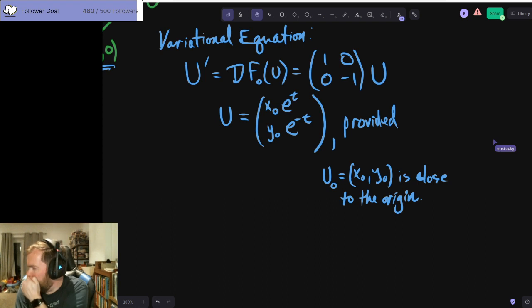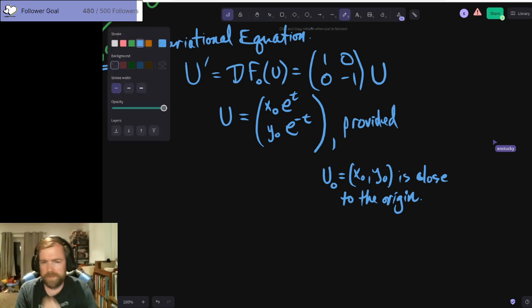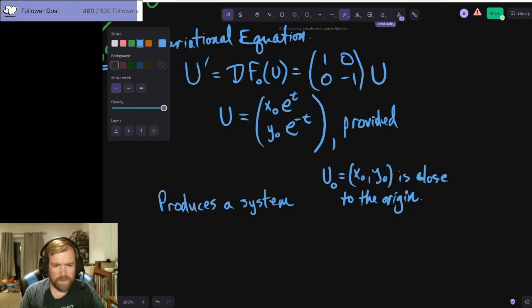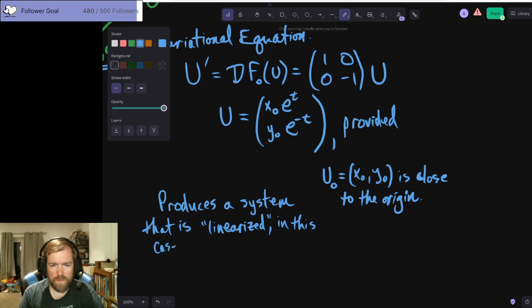Yeah. So one thing that I'm supposed to learn from this is that, without looking at any pictures, I can say that there's a saddle at the origin, because the variational equation has a saddle, and the theorem says that... okay, maybe this is not.